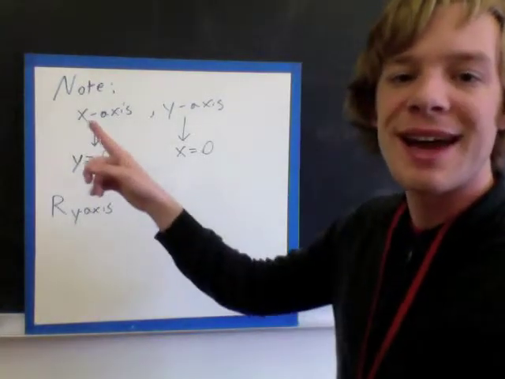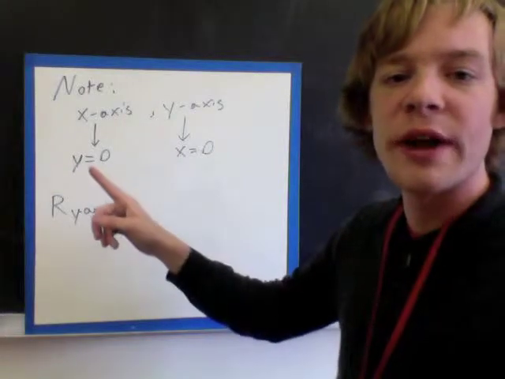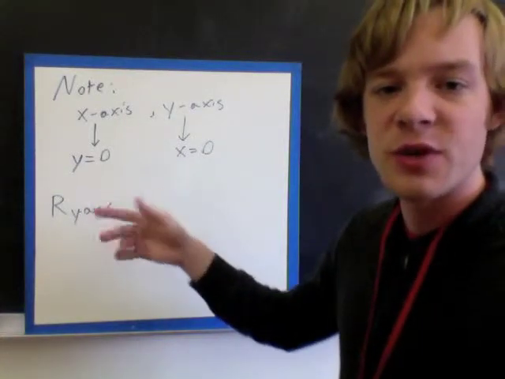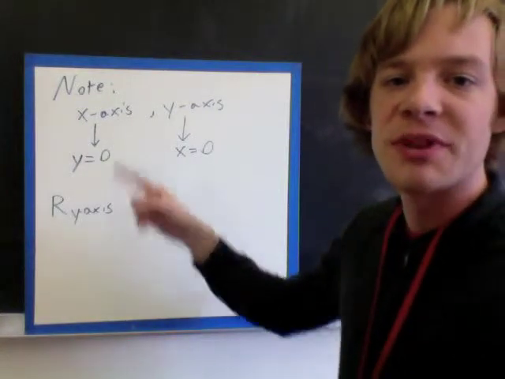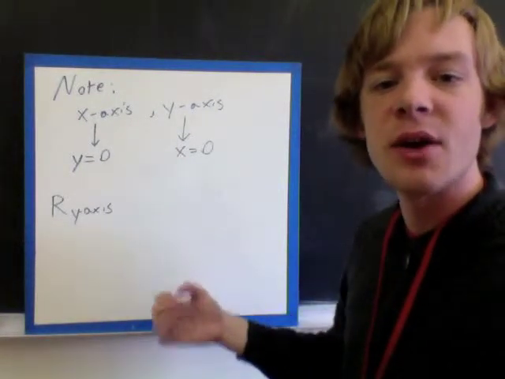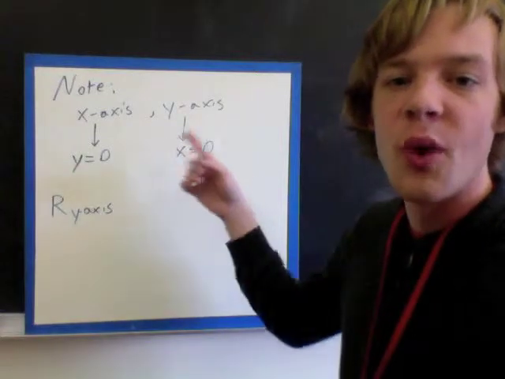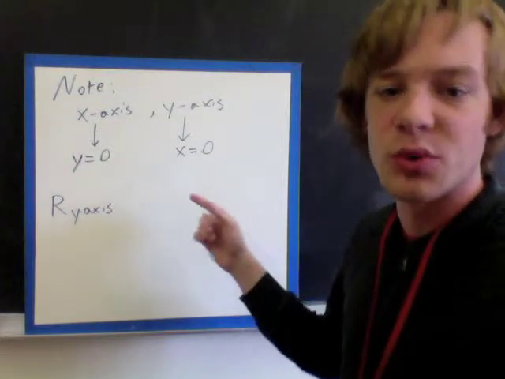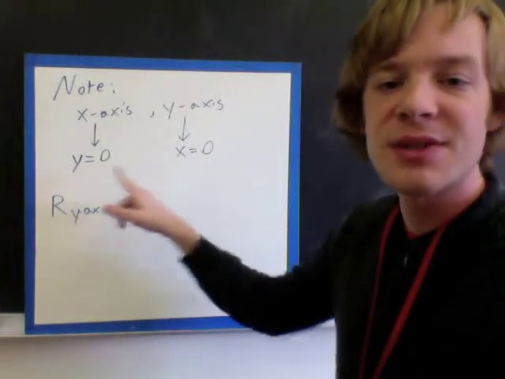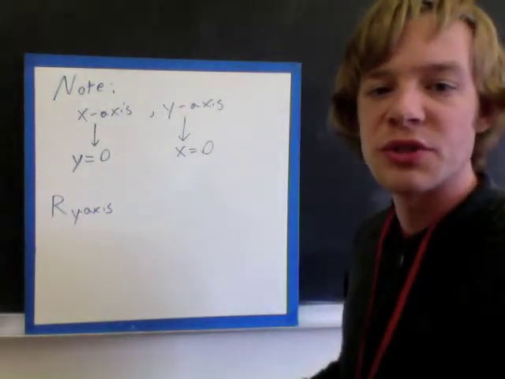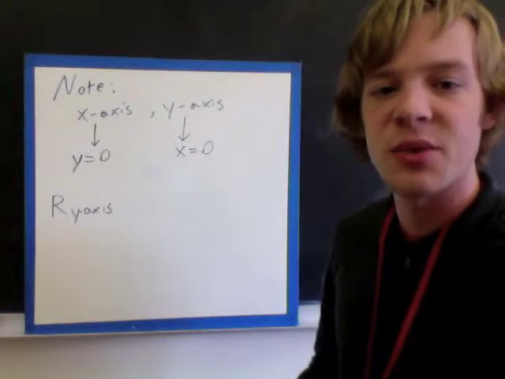If we see x-axis here, this means y equals 0. It's kind of backwards because it flips which variable we have, but the x-axis is the line y equals 0. The y-axis is the line x equals 0. So whatever we have, we need to translate into one of these two equations here. That's only for the x-axis and the y-axis.